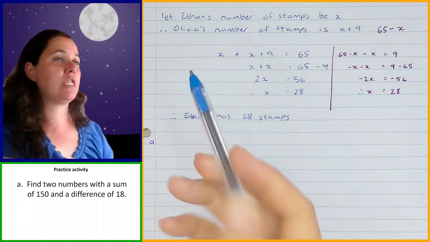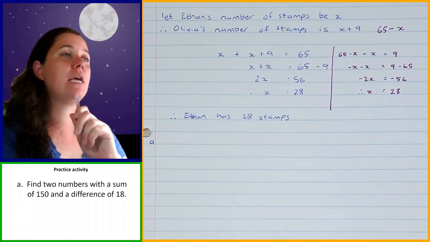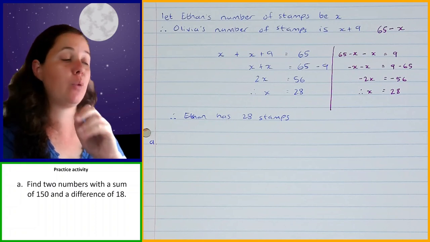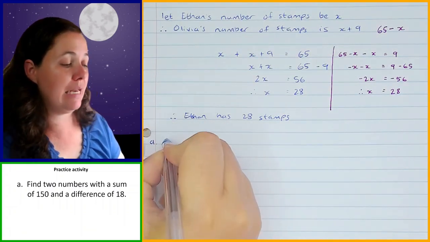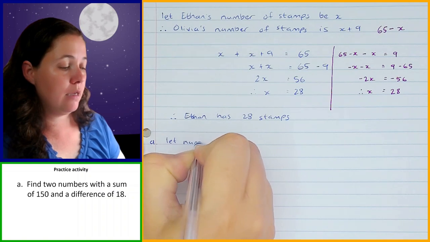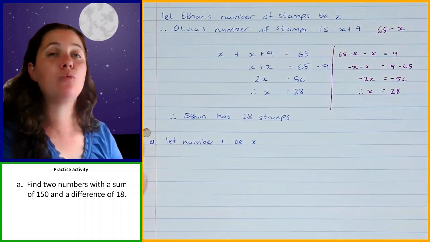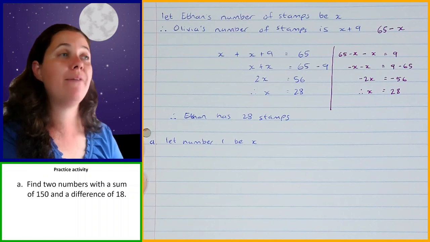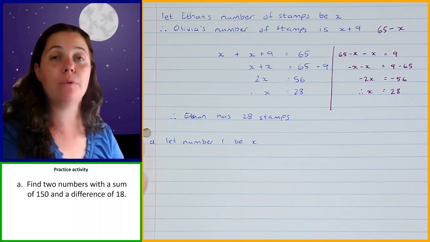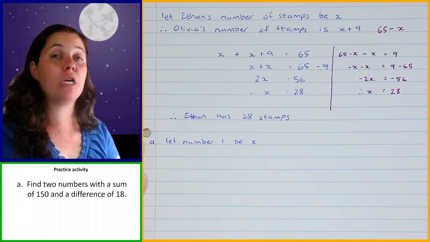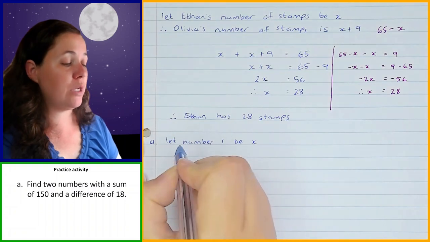Okay, so in this one, I've got two numbers with a sum of 150 and a difference of 18. So the way I'm going to show it to you is I'm going to say let number one be x. Now, in this case, we haven't been told what to find. We have been asked to find both of the unknown numbers. So once I work out x, I'm going to have to use it to work out the second number as well. Okay, it doesn't matter which one is which.